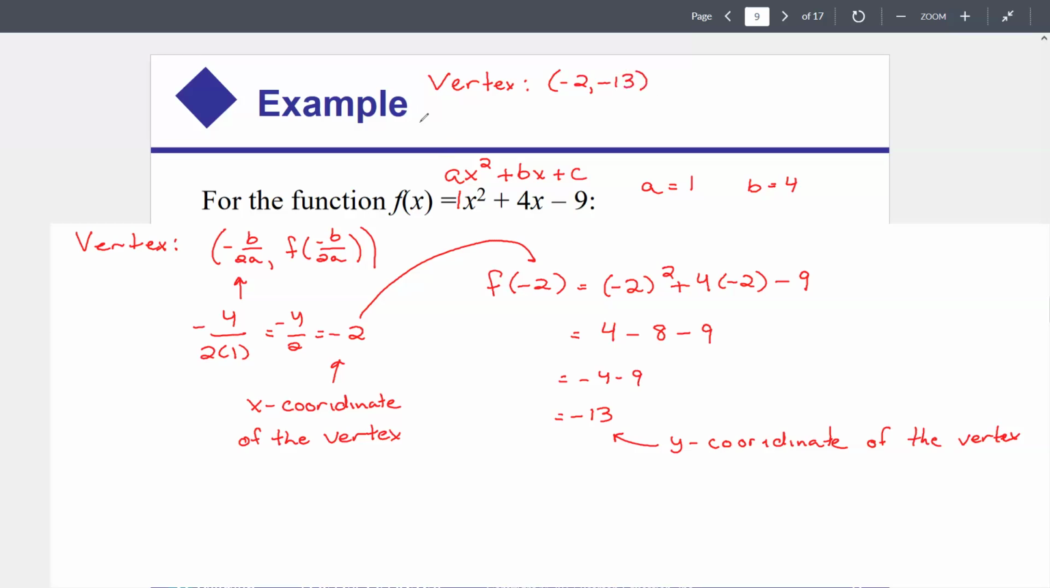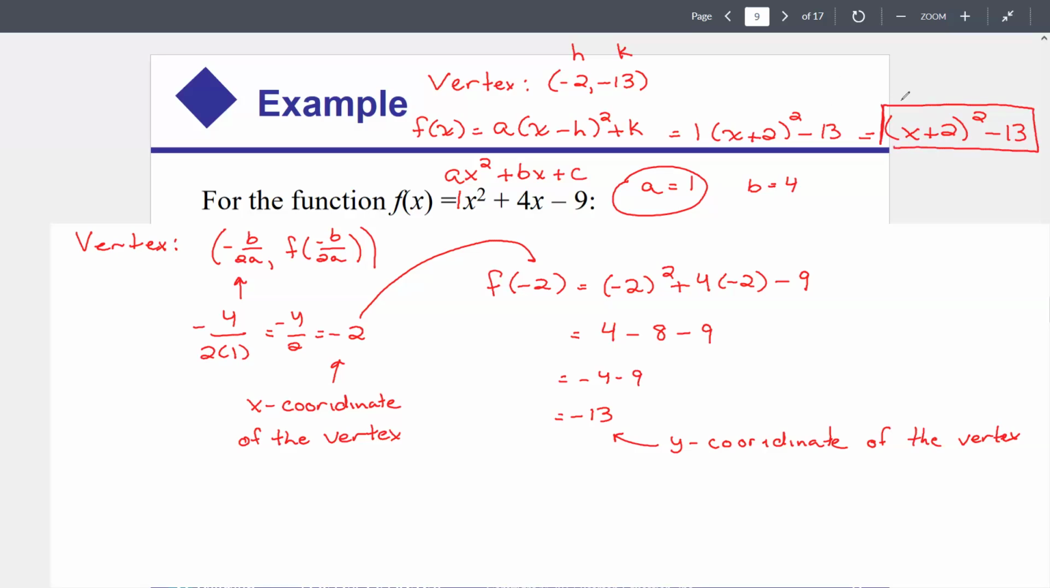So if I want to rewrite my equation, f(x) can be rewritten as, because a is the same as whatever a is here, let me write this out first. Like I said, we already know that a is 1. This is h, this is k, so we're going to have x minus negative 2, so x plus 2, squared minus 13. So it's the same equation, just in vertex form.